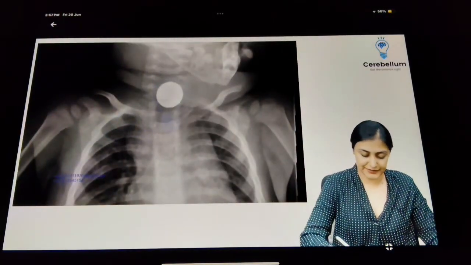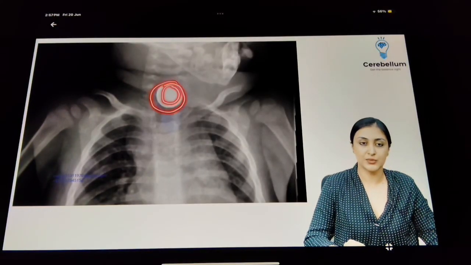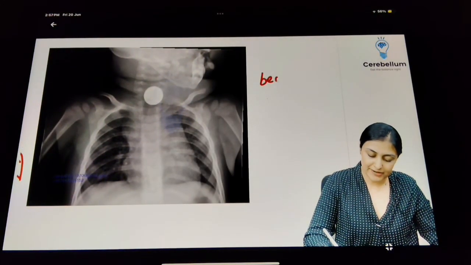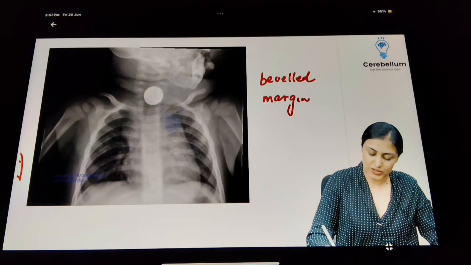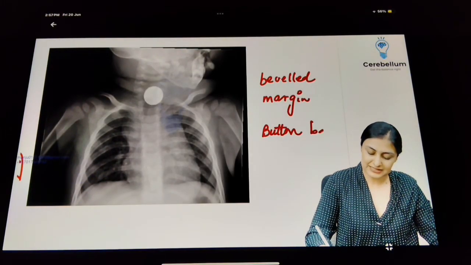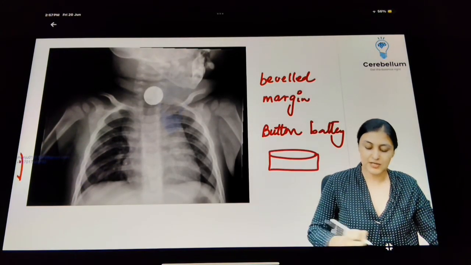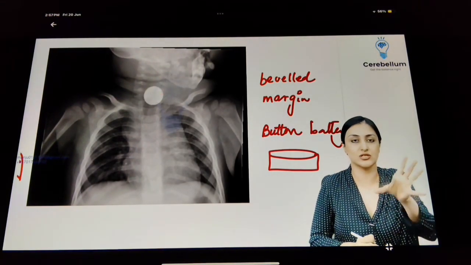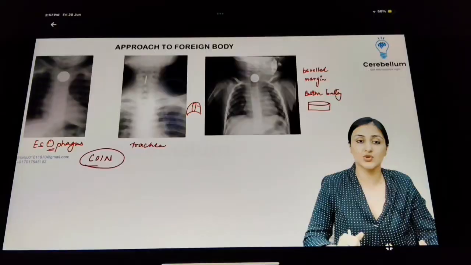On the other hand, what is this here? So you can see now that there are two rims, right? Can you appreciate? Now try and appreciate. Can you see that there are these two rims here? When you see such a beveled margin, this beveled margin is a feature of a button battery. Have you seen these tiny button batteries which look like this? So this is three-dimensional, isn't it? So that's why on an X-ray, you're going to be seeing this beveled margin because it's a two-dimensional summation of the same. So a button battery will show you this beveled margin.